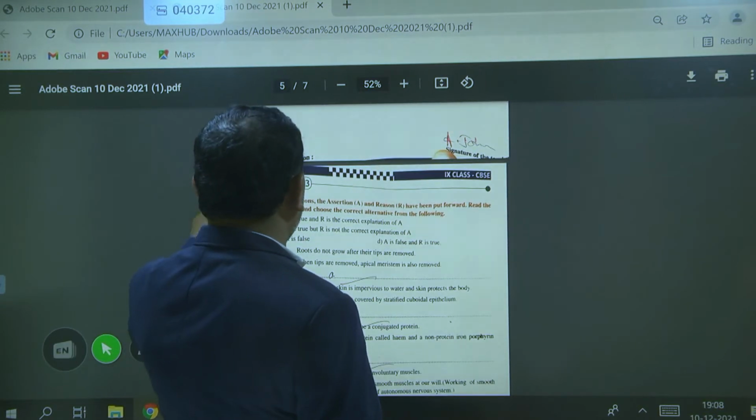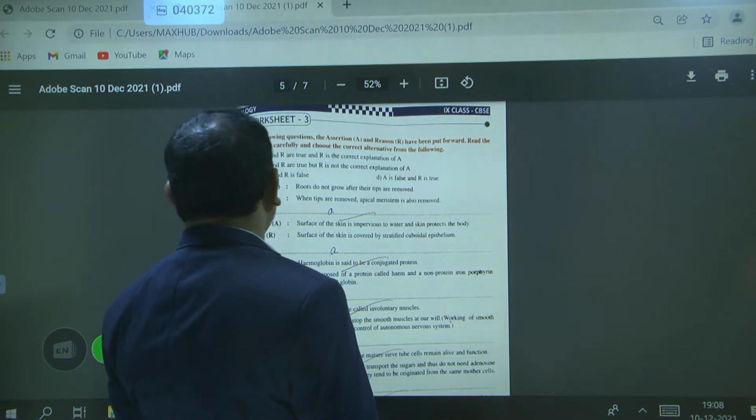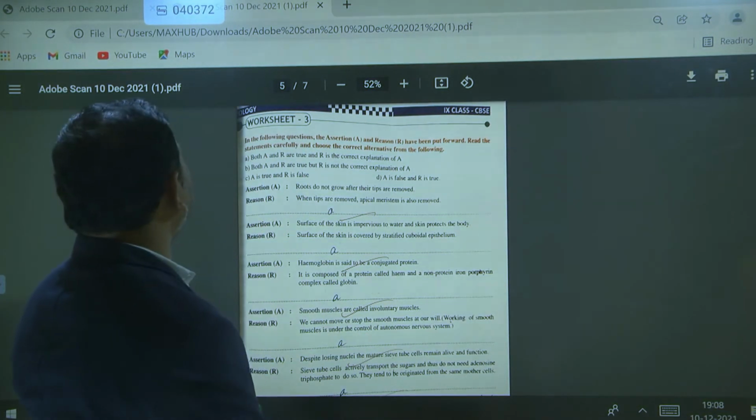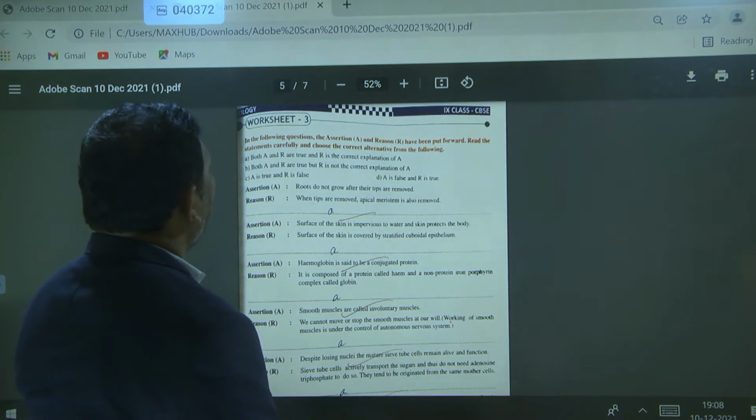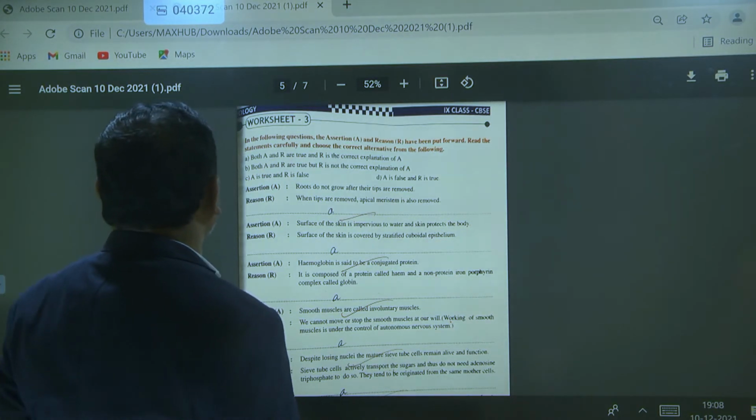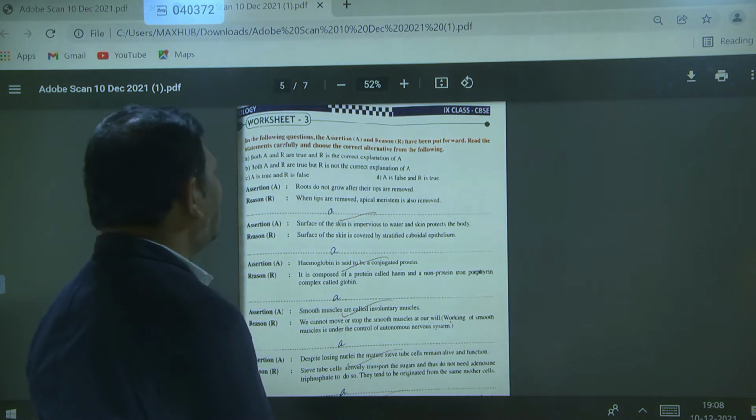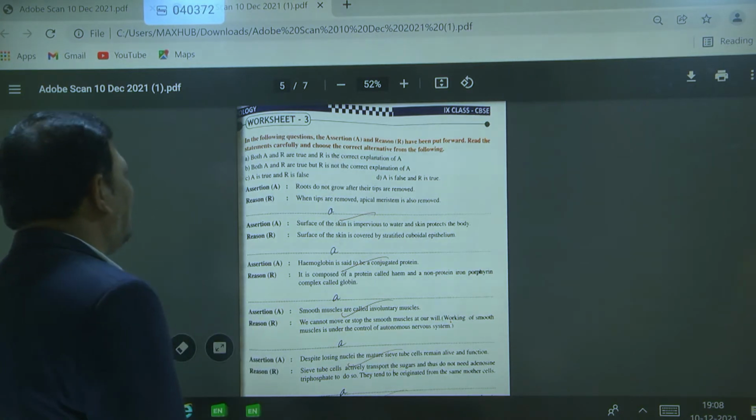Next, very important. In the following questions, assertion and reason have been put forward. Read the following statements carefully and choose the correct alternative.